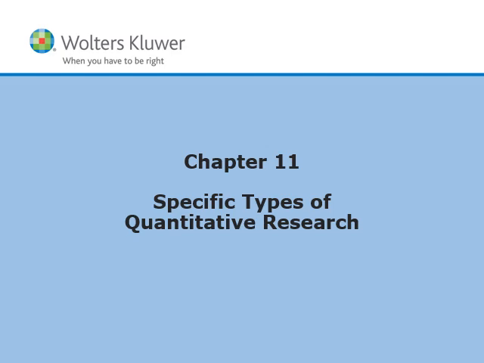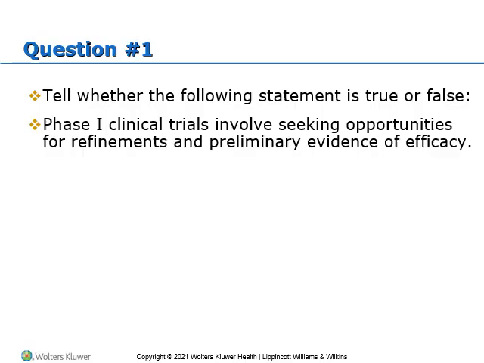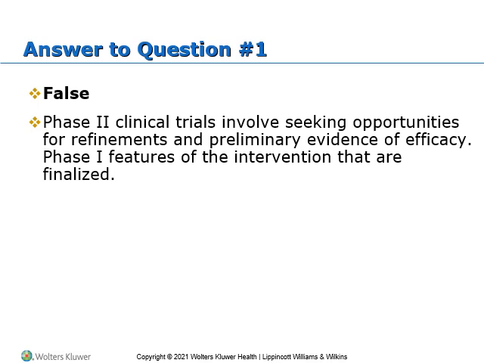Hello and welcome to Chapter 11, where we're going to talk about different types of quantitative research. So Phase 1 clinical trials involve seeking opportunities for refinements and preliminary evidence of efficacy, true or false? So this is false. This is actually the definition of Phase 2 clinical trials.